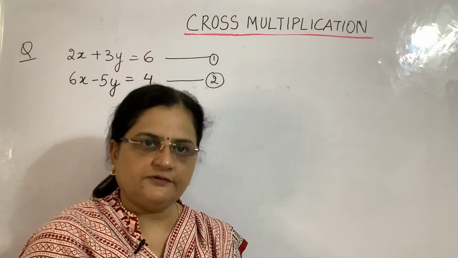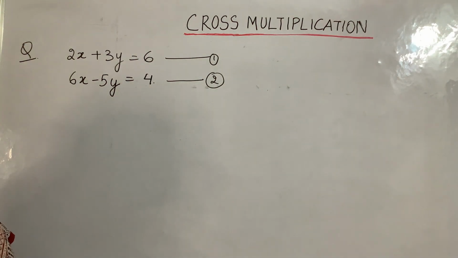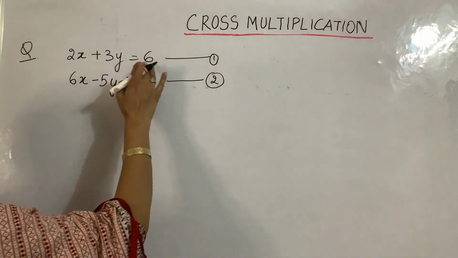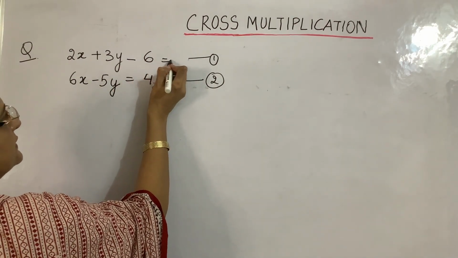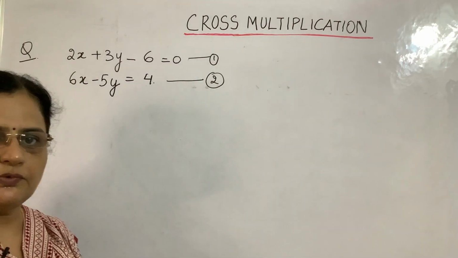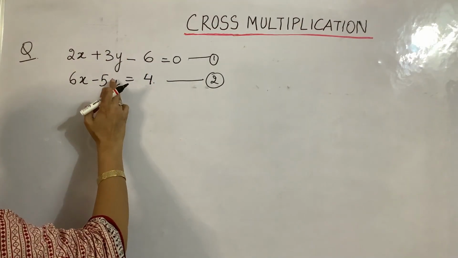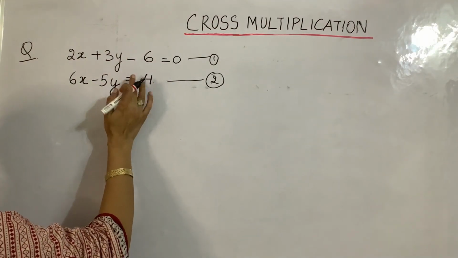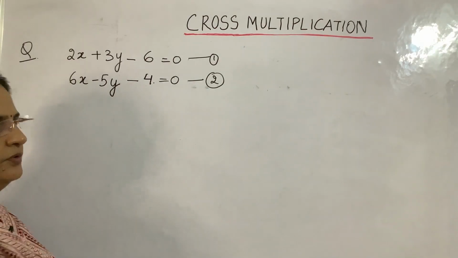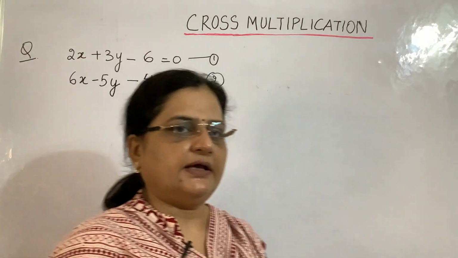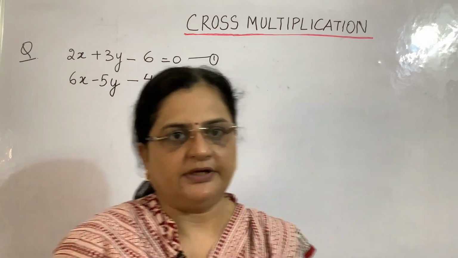So the first thing we have to check is whether the right hand side is equal to 0 or not. Right hand side is not equal to 0. So what will we do? We will transpose it to the left hand side. When we transpose it to the left hand side, the sign changes and it becomes equal to 0. The same with equation 2, we will transpose the 4 to this side, so it becomes minus 4 and equal to 0. Now the equation is of the form ax plus by plus c is equal to 0. Now we can go in for the cross multiplication method.